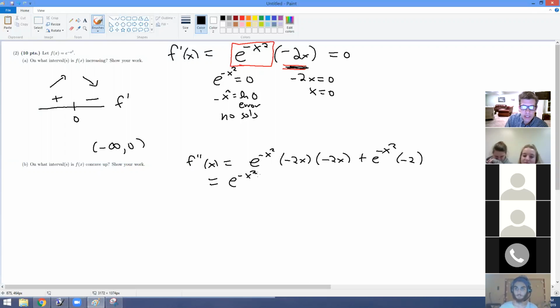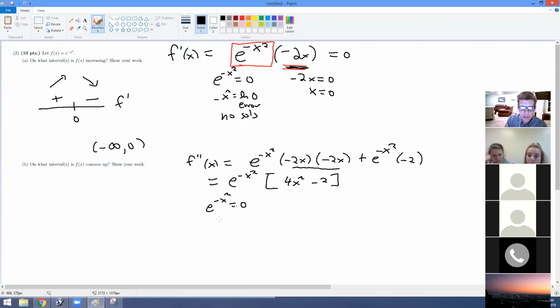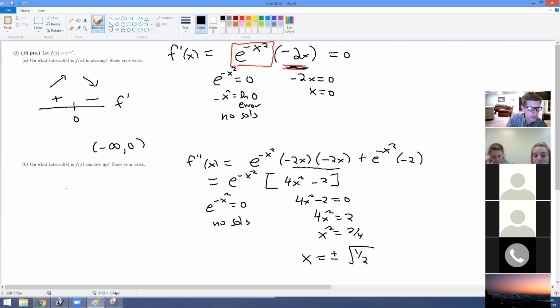E to the negative x squared. So left over here, I've got 4x squared. And from the second term, just a minus 2. Set those equal to 0. Again, e to the negative x squared equals 0. Nothing to see there. 4x squared minus 2 equals 0. Isolate the x. And we're going to remember when we take a square root of both sides, we're going to also do what? Plus or minus. Okay, so 2 potential inflection points.